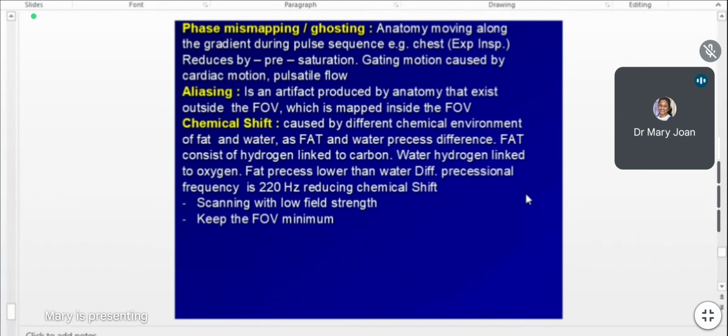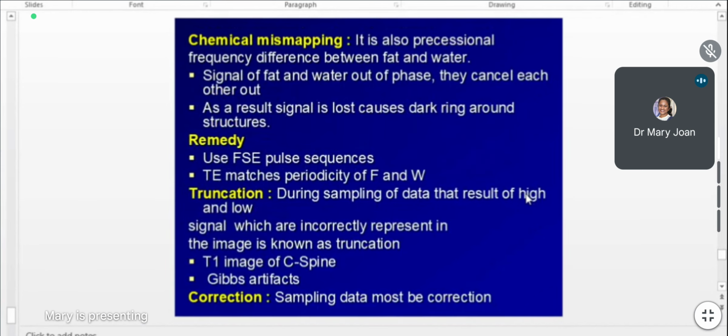And aliasing is an artifact produced by anatomy that exists outside of the field of view, which is mapped inside the field of view. Chemical shift is caused by the different chemical environment of fat and water, as fat and water precess at different frequencies. Fat consists of hydrogen linked to carbon and water of hydrogen linked to oxygen. Fat precesses lower than water. The difference in precessional frequency is 220 Hz. To reduce chemical shift, scan with low field strength and keep the FOV minimum. All these are methods to reduce chemical shift artifacts.